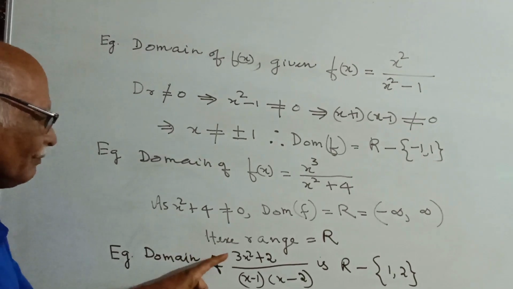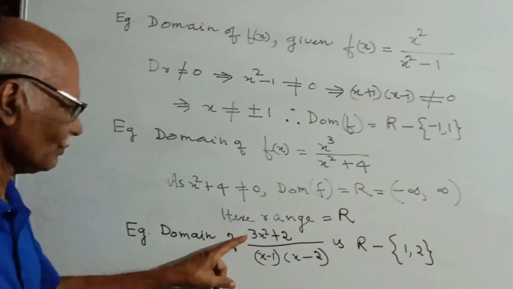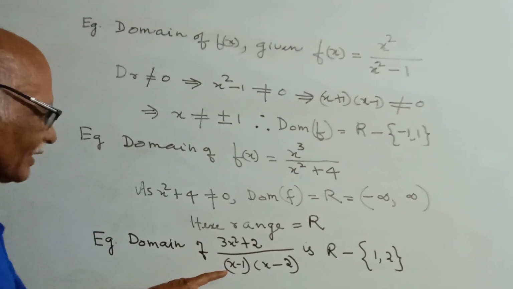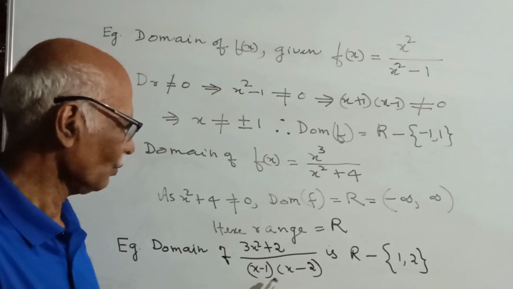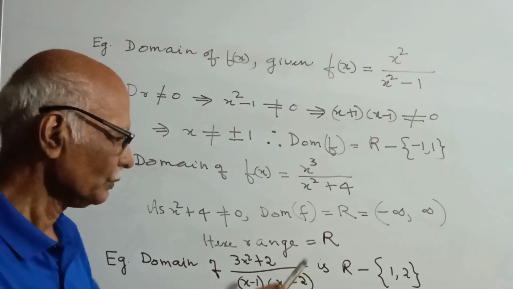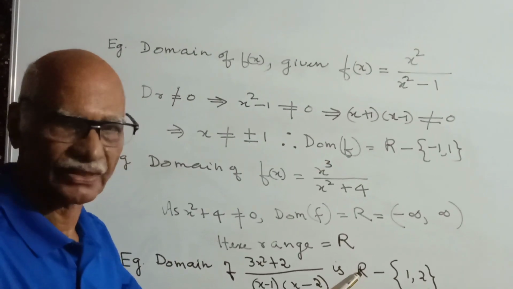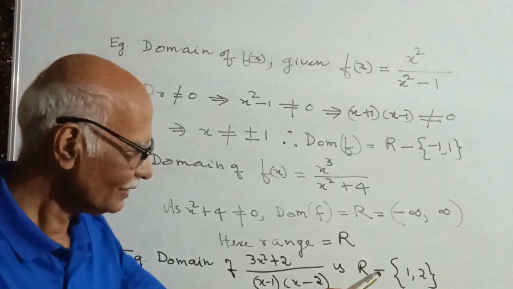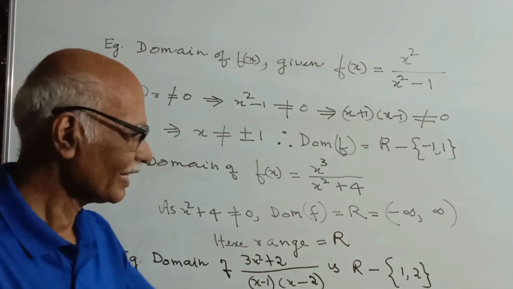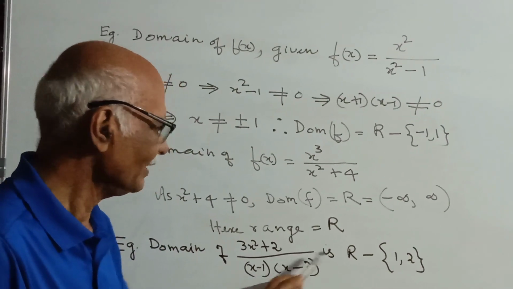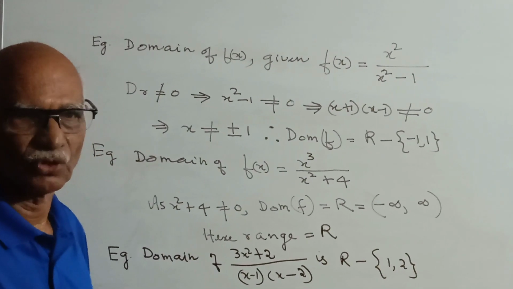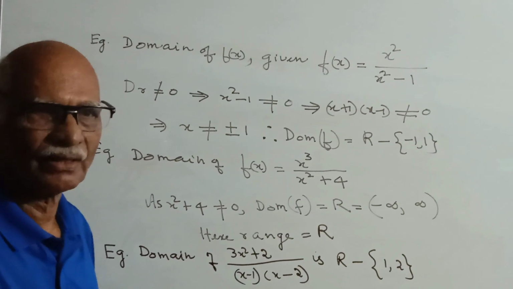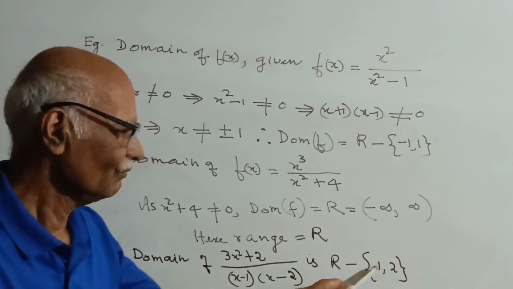Now, the domain of f(x) = (3x squared + 2) / ((x - 1)(x - 2)). You can see the denominator is 0 at x equals 1 and x equals 2. So the domain is the set of real numbers minus the set {1, 2}. You take away the set {1, 2}, and the remaining will give you the domain of the function. So the domain of the function is the real number set minus the set {1, 2}.